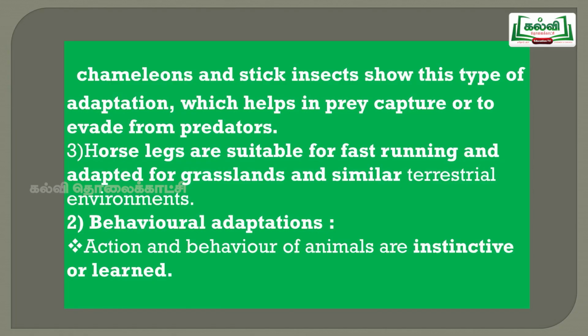And the third one is horse legs. Horses are suitable for fast running, and they are adapted for grasslands and similar terrestrial environments. Terrestrial means land environment. The second point is behavioral adaptation, that is, the actions and behavior of animals, which are instinctive or learned. Instinctive means they do it spontaneously, or they learn it to adapt themselves, they train themselves to become like that. That is called learned.